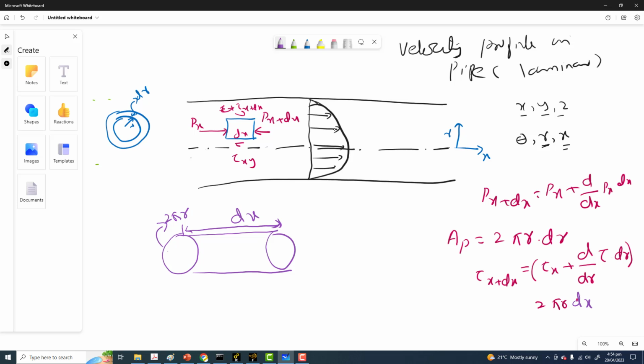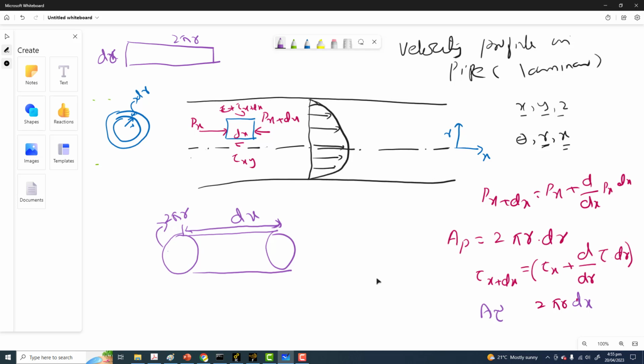Okay, but for the pressure, this is the area for shear stress, and this is the area for pressure, which is equal to 2 pi r into dr. If you open this whole strip, this will be dr, and this length will be equal to 2 pi r. If you open this ring, the area will be equal to 2 pi r into dr. Okay, so this is clear.